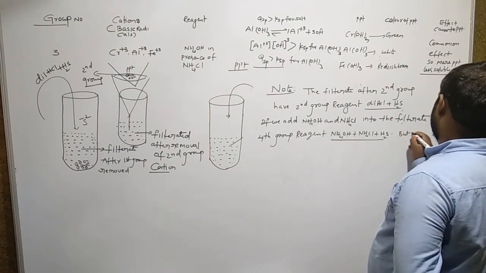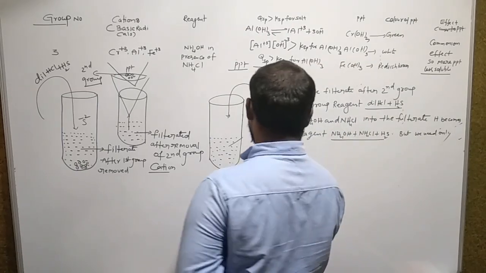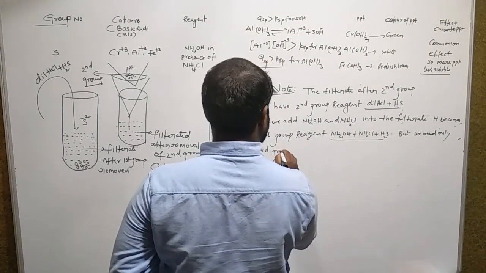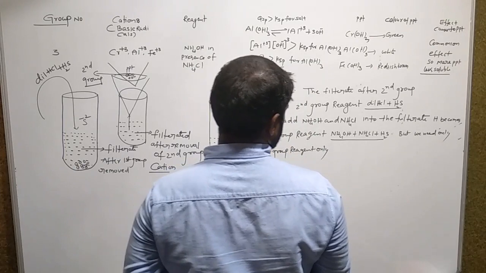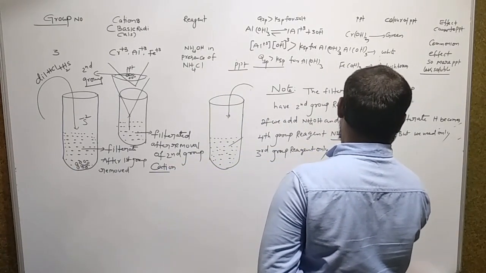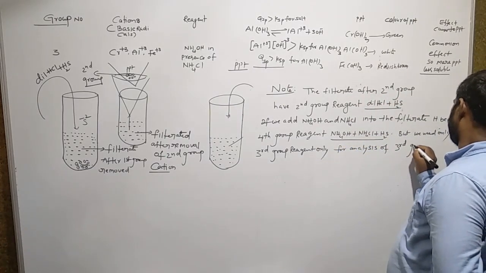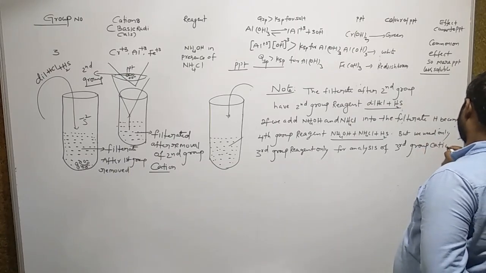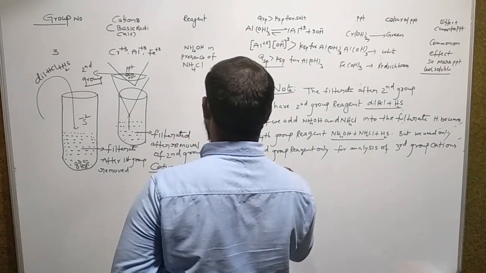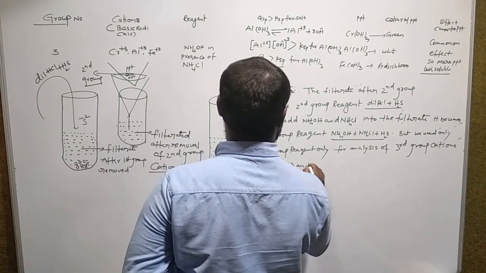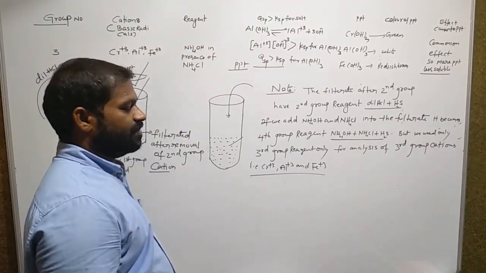But we need only the third group reagent for analysis of third group cations, that is Cr plus 3, Al plus 3 and Fe plus 3.